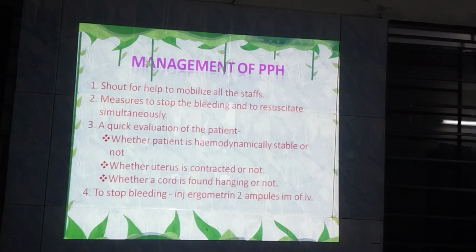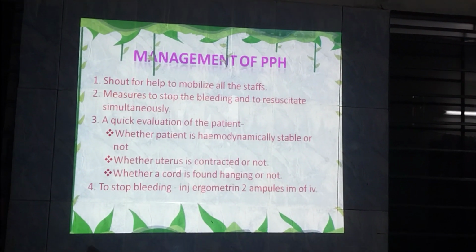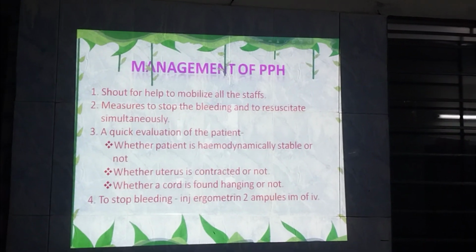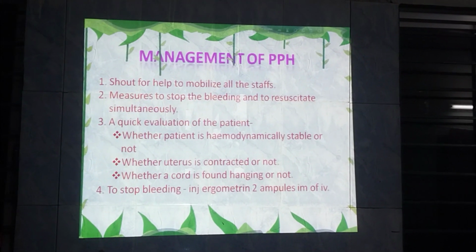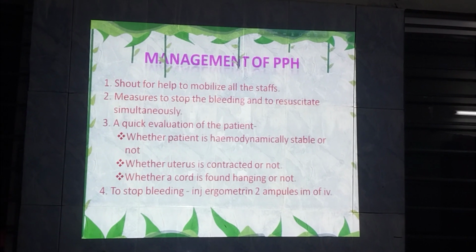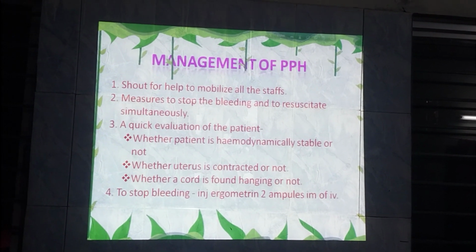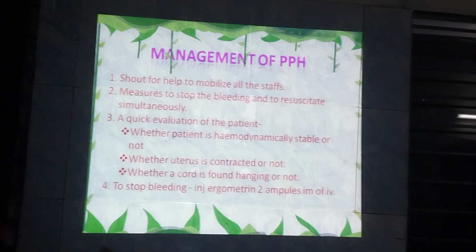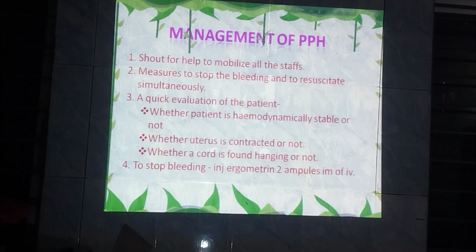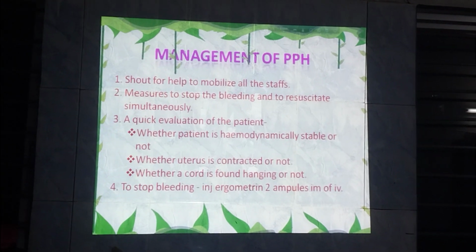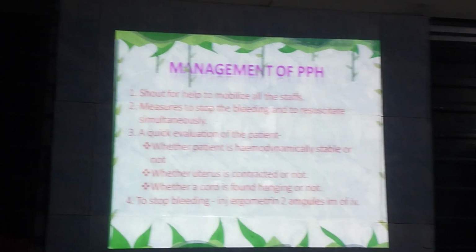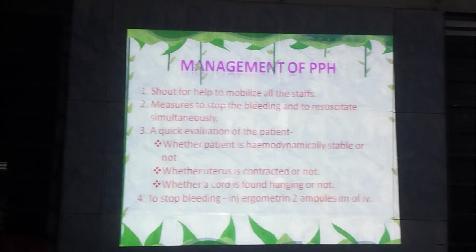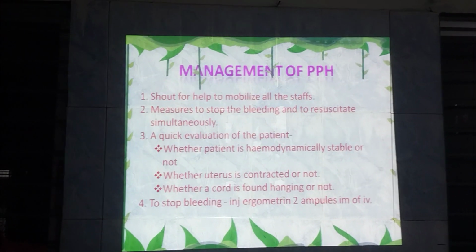Management of PPH. Shout for help to mobilize all the staff. Measures to stop bleeding and to resuscitate simultaneously. A quick evaluation of the patient: whether the patient is hemodynamically stable or not, whether the uterus is contracted or not, whether a cord is found hanging or not. To stop bleeding, injection ergometrine, 2 ampoules IM or IV.